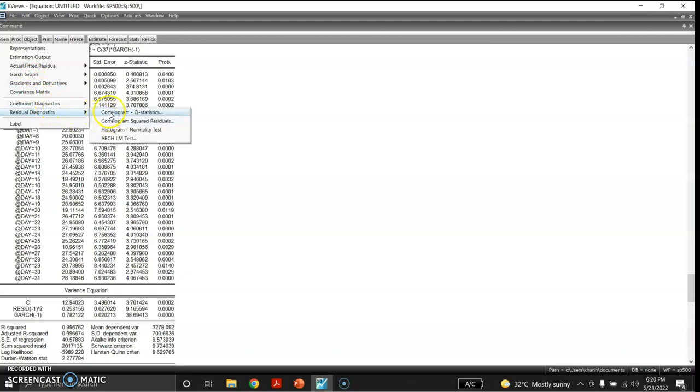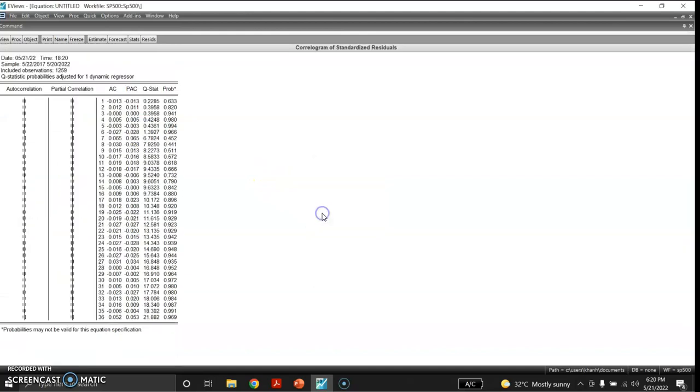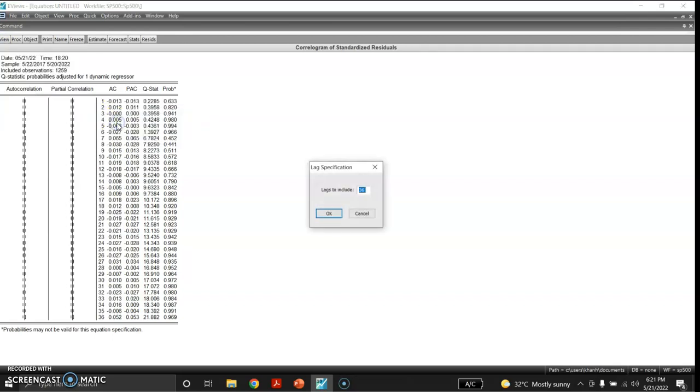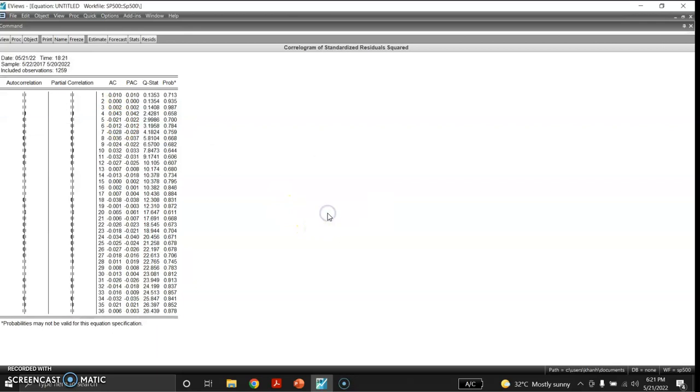Let me check some of the diagnostics. Here is the correlogram of the series, and now all the p values of Q statistics are insignificant, so there is no autocorrelation, and these are the autocorrelation and partial autocorrelation coefficients, so there is no problem with these correlations using Q statistics p values. And now I'll use the correlogram squared, and again these are also insignificant.